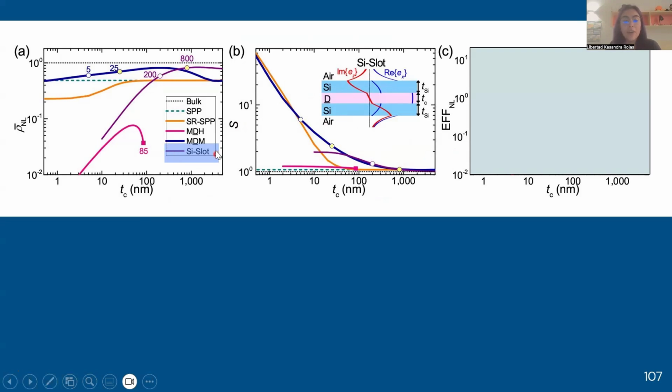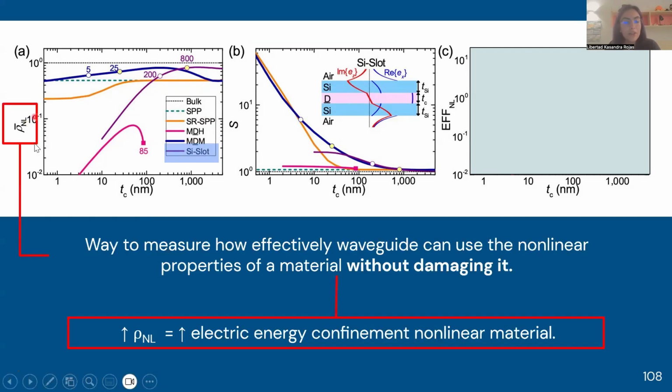This interest in metal dielectric metals leads to the following studies. In this case, we're not only comparing them to different plasmonic modes, but also to a silicon slot waveguide. So now we're introducing a photonic waveguide into the picture to compare with our plasmonic waveguide. The first plot gives us this value here, rho, which is a way to measure how effectively a waveguide can use the nonlinearity properties of a material without damaging it. So, how well we can harness nonlinearity without damaging the material.